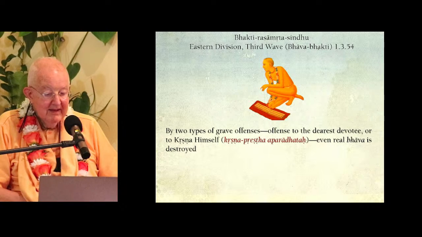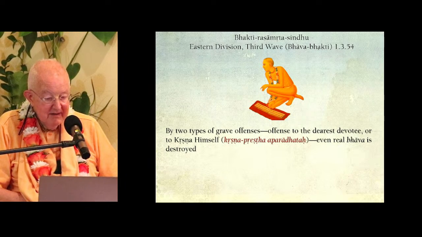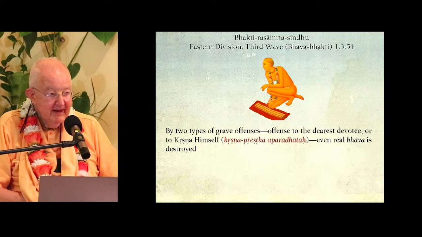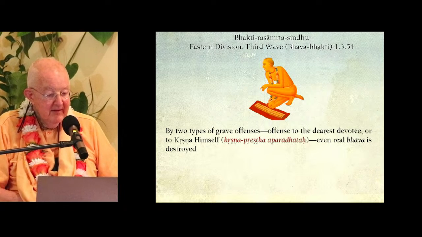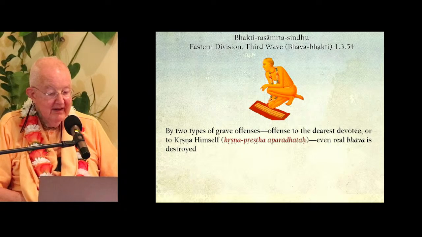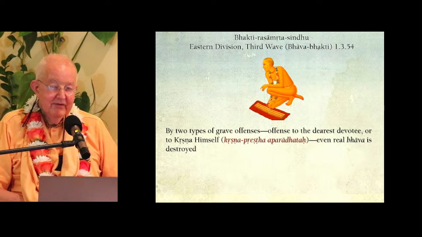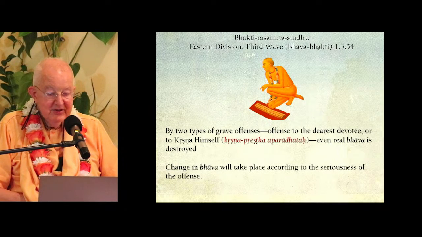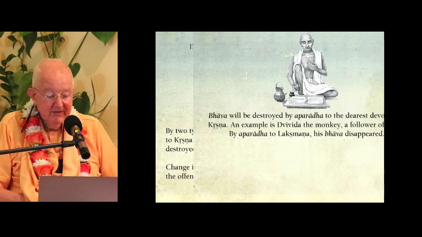Now here's this Bhagavata Aparad. This is from Bhakti Rasamrita Sindhu, in the section on Bhava Bhakti, the third wave. By two types of grave offenses, namely offense to the dearest devotee or to Krishna himself. So Krishna Preshta Aparadata. Krishna Preshta. That's one who is dear to Krishna. Even real bhava is destroyed. So preceding Dvivida's fall was offense. Change in bhava will take place according to the seriousness of the offense.